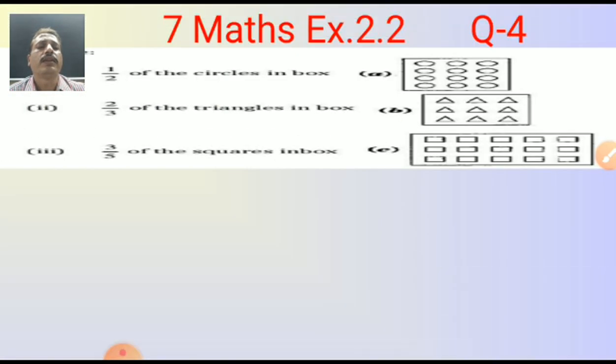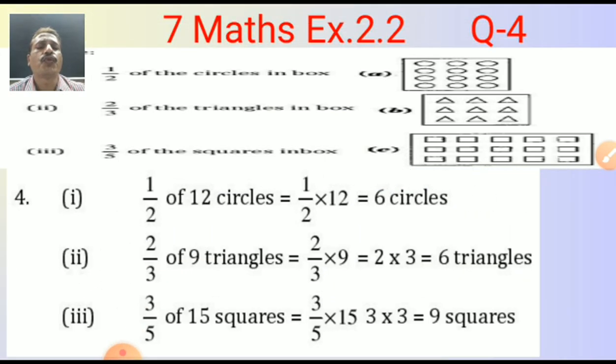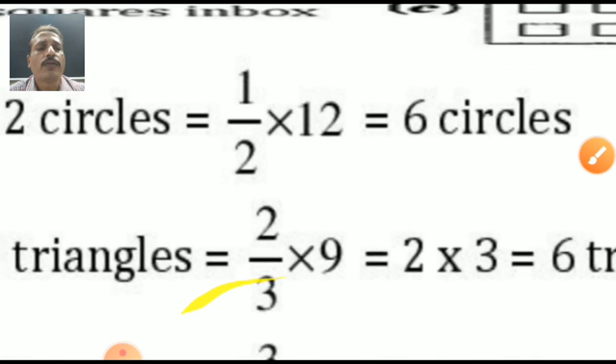Yes. See, coloring the pictures, you have to show 1 by 2 of 12 circles. How many circles were there, student? 12. Out of them you have to select some. So how many will you color? 1 by 2 into 12, because 12 circles are given. Here 12 divided by 2 gives us 6 as an integer. 2 by 3 of 9, because 9 triangles are given. So 2 by 3 multiplied by 9. See how to simplify this one.